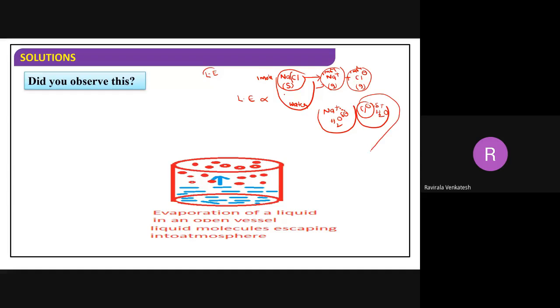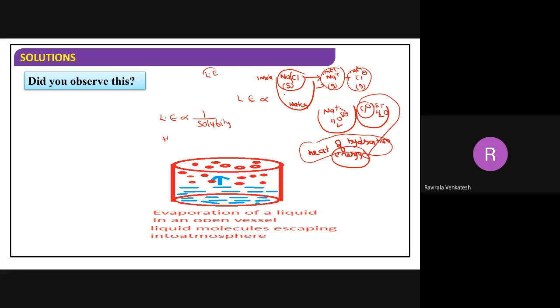Because of these forces of attraction present between the water and cation, water and anion, some amount of energy is released here. That energy you are calling heat of hydration. That means whenever you dissolve a salt in water or any solvent, generally water, some heat will be liberated. If it releases more heat, it has more solubility.